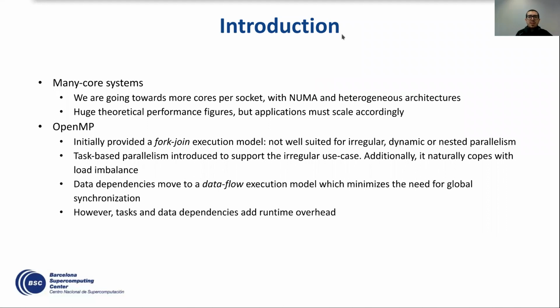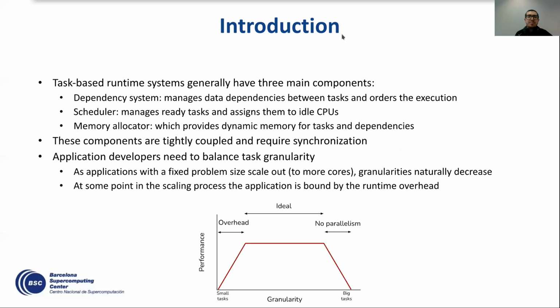To overcome this limitation, task-based parallelism was included for the irregular use case. It has some more benefits, for example, the natural ability to cope with load imbalance. With the introduction of data dependencies, we move towards a data flow execution model on which there is no need for global synchronization on most cases. However, these tasks and dependencies add runtime overhead.